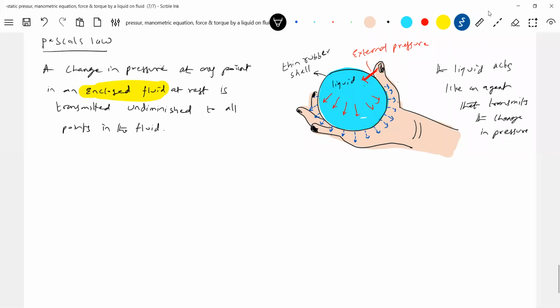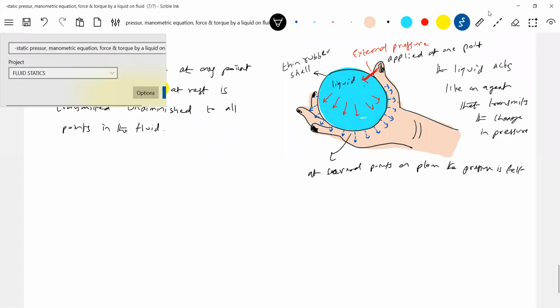So here, external pressure is applied at one point. What about here? What do we feel? We feel it everywhere here, no? The blue colors. The external pressure applied at one point is felt at several points. So who does that? The liquid. We'll put the explanation further. At several points on the palm, the pressure is felt. I think that's the basic idea of Pascal's law.